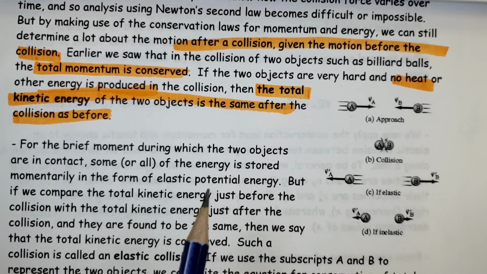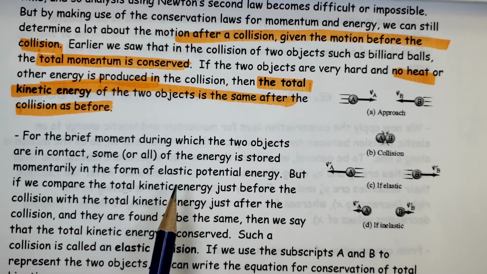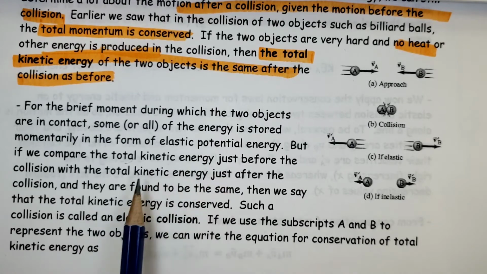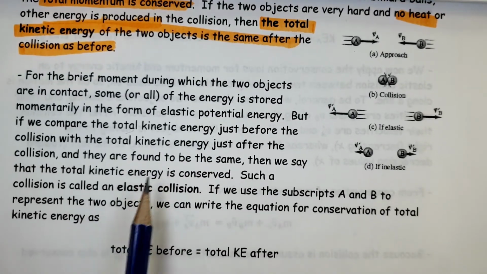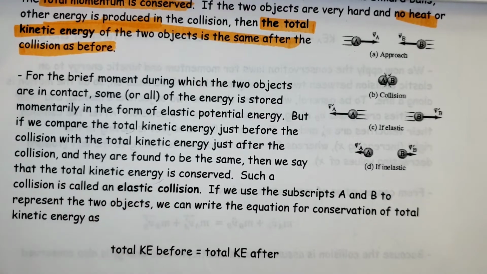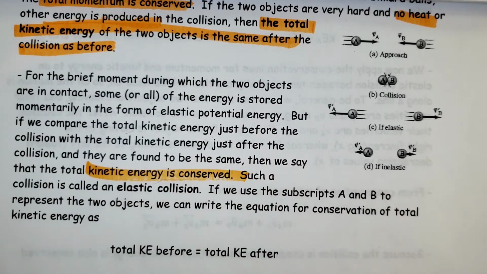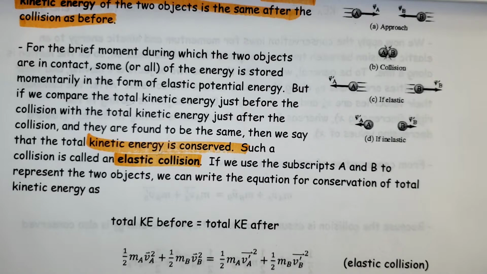For the brief moment during which the two objects are in contact, some or all of the energy is stored momentarily in the form of elastic potential energy. But if we compare the total kinetic energy just before the collision with the total kinetic energy just after the collision, and they are the same, then we say that total kinetic energy is conserved. Such a collision is referred to as an elastic collision. So again, assuming no energy transferring into heat, etc.